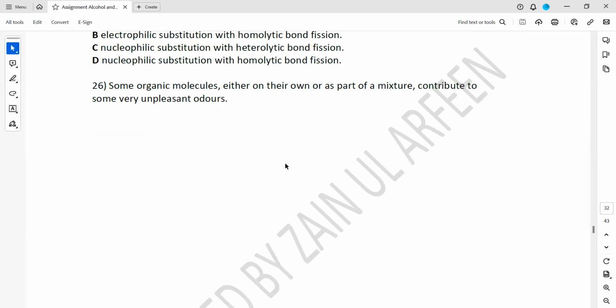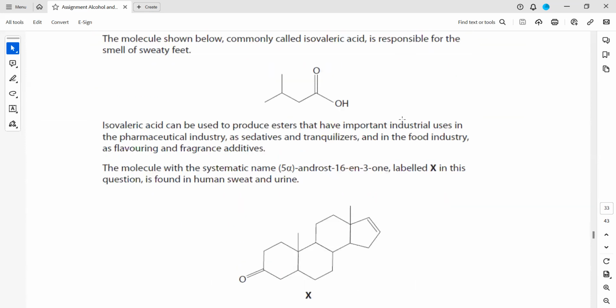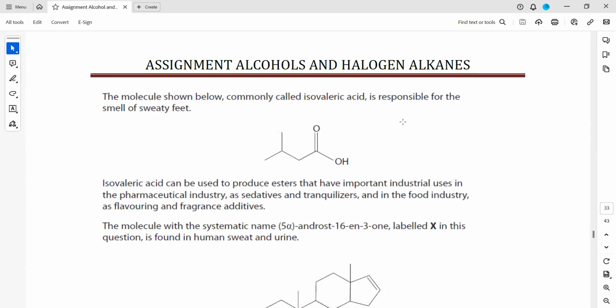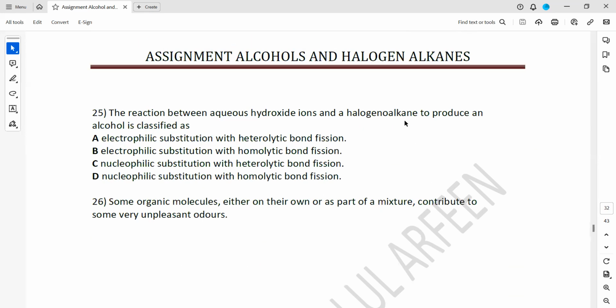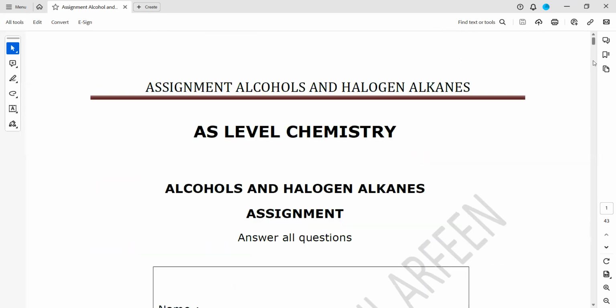Some organic molecules, either on their own or as part of a mixture, contribute to some unpleasant odor. This is a structure question that we'll do next session. So this was the exercise related to alcohols and halogenoalkanes. Any question or doubt related to this part?